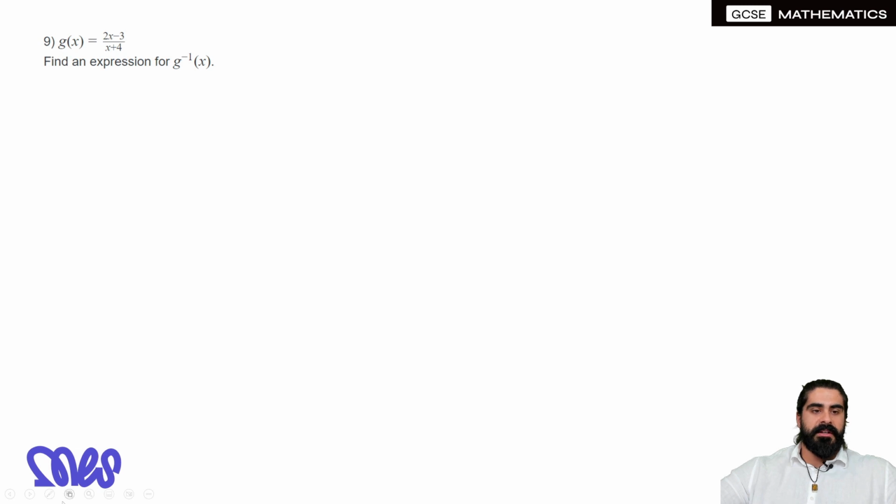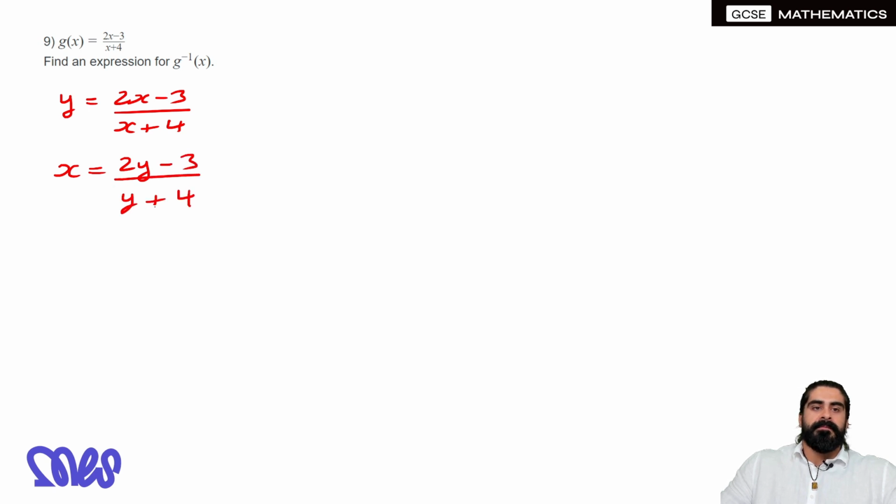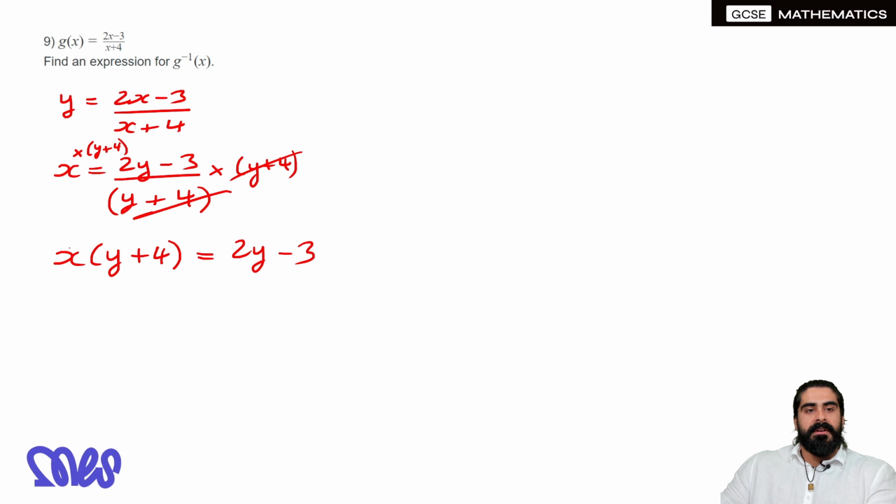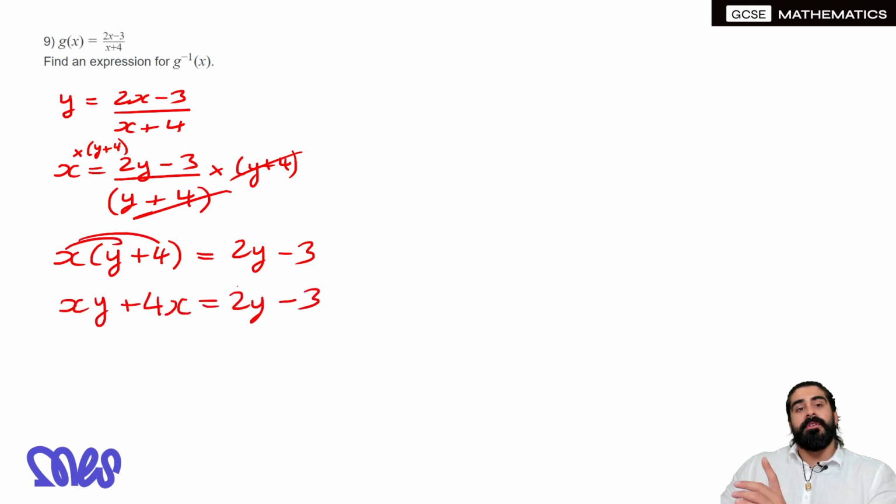g(x) is 2x minus 3 over x plus 4. Find an expression for the inverse. So again, we change g(x) into y. Then we know to find the inverse, we are swapping the x and the y. So we get x equals 2y minus 3 over y plus 4. Then we get rid of denominators, put a bracket around this, and we're going to times both sides by y plus 4. Expand the bracket. Now remember what we're doing, we're rearranging for y. So what you want to do is keep as many things positive as possible.